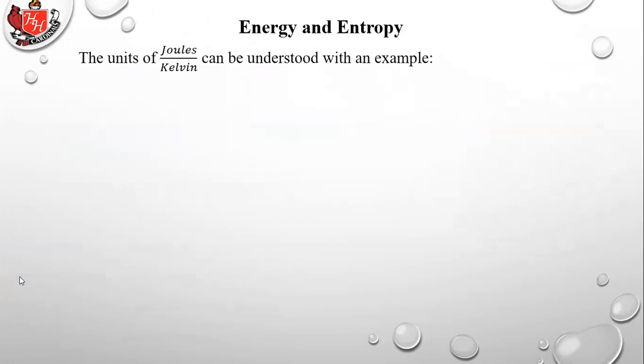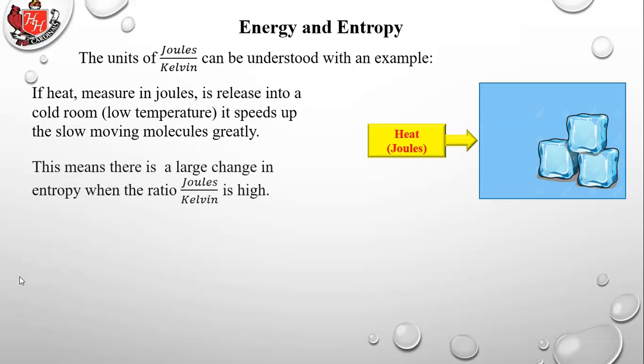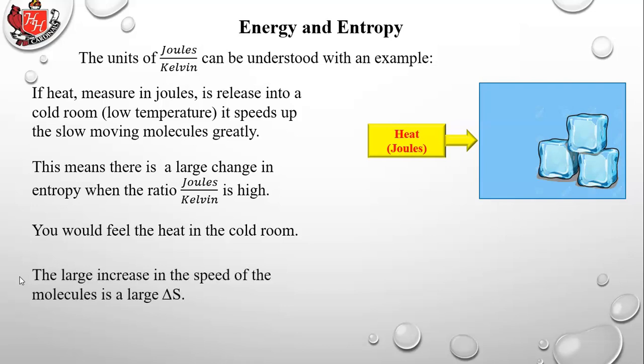The units, joules per Kelvin, can be understood with an example. If heat measured in joules is released into a cold room, low temperature, it speeds up the slow-moving molecules greatly. In other words, their speed increases greatly from what it was. This means that there is a large change in entropy when the ratio of joules to Kelvin is high. You would feel the heat in a cold room. The large increase in the speed of the molecules is a large delta S.